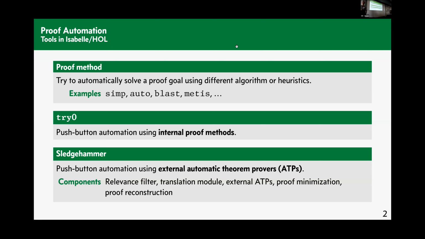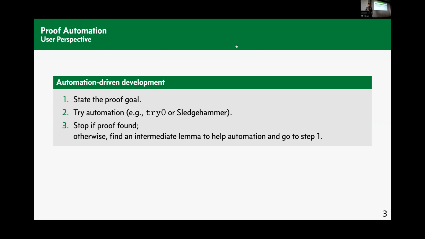And if the external ATPs report that they found a proof, then there is a process of proof minimization, because, of course, many facts were provided to the ATPs. Most of them are probably not necessary for this proof. So we try to figure out as small as possible a subset of the facts. And then based on that, there is an internal proof reconstruction in Isabelle to try to display an Isabelle proof to the user. So those are the tools that one is used to using in Isabelle.